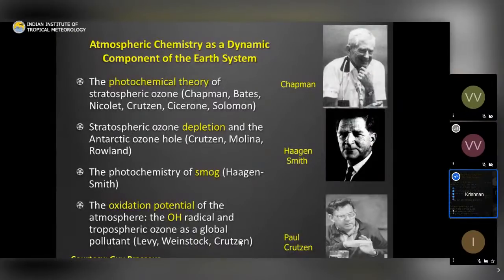Independently, atmospheric chemistry also developed, starting from stratospheric ozone, Chapman's theory of photochemical processes that lead to ozone formation. And then the stratospheric ozone depletion problem, Crutzen, Molina and Rowland, which won them the Nobel Prize in 1995, was an important discovery. And also the photochemistry of smog. And there are also other studies talking about the oxidation potential, the hydroxyl radical, which is basically a cleansing radical, how it's important in understanding atmospheric chemistry. So various developments have happened.